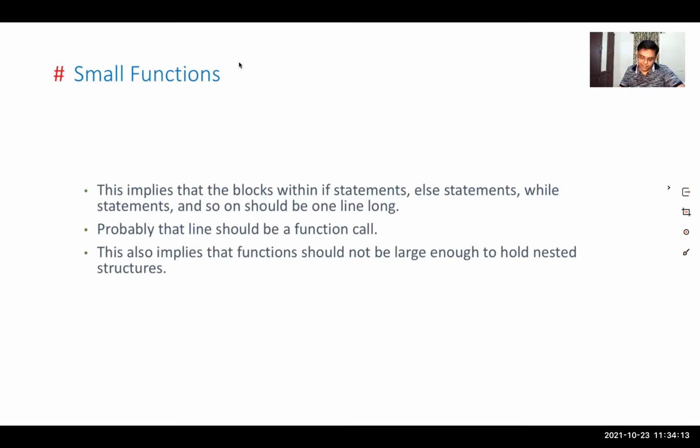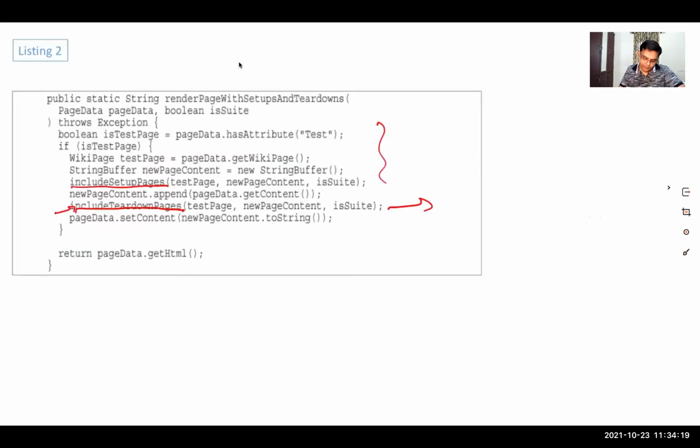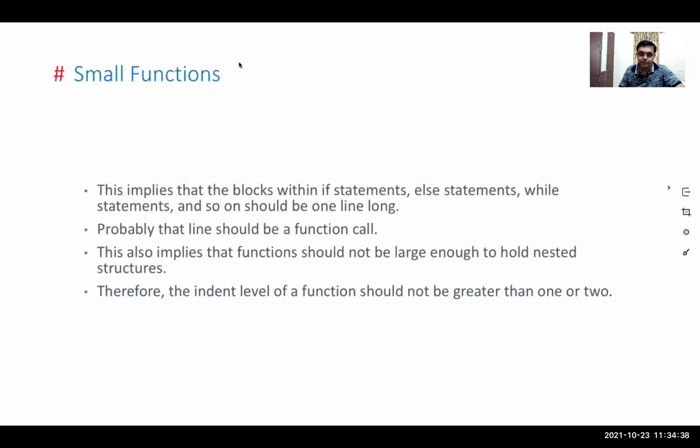It's very understandable. And look here also: instead of this testable HTML, I don't know what this testable HTML is. Instead of that, we give render page with setups and teardowns. So it's more clear, right? Instead of testable HTML, I give render page with setups and teardowns. Okay, so that's more about functions.